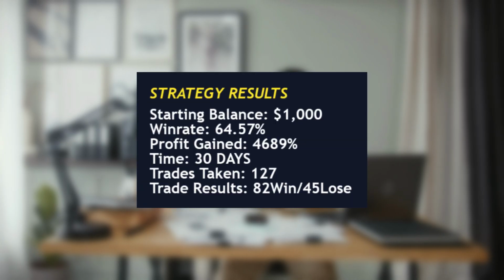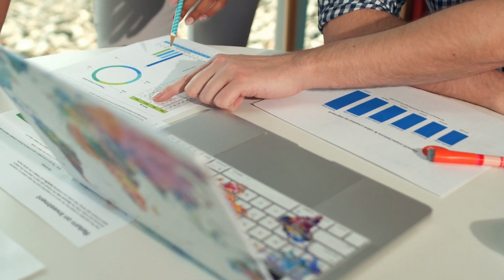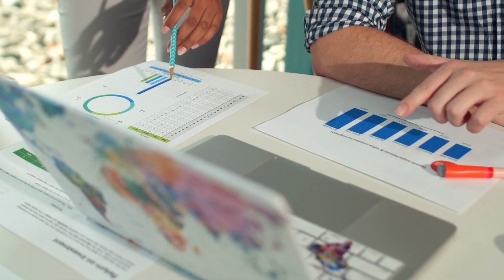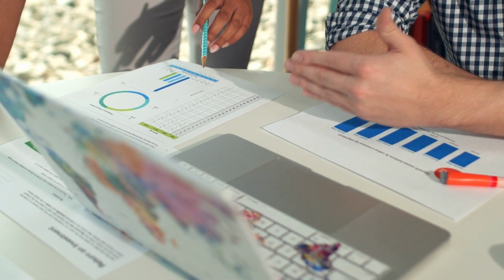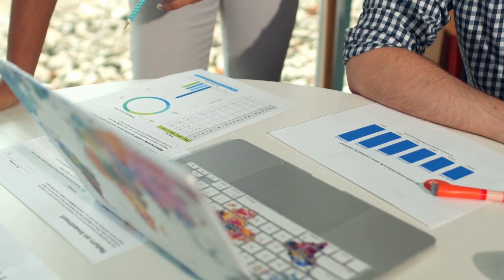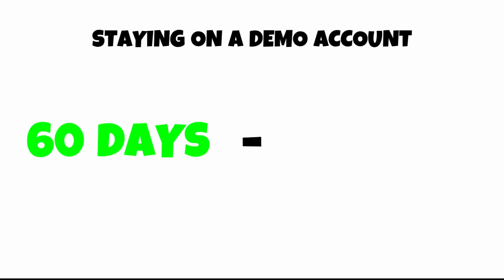Now look at these results, netting us a massive 4,689% on the account. And in 30 days, we took 127 trades with 82 wins and only 45 losses. Now, it's always important to remember that live trading always gives much harder results because many other factors come into play. And if you aren't yet profitable, it can be hard to manage your psychology. If that's something you struggle with, then I recommend staying on a demo account and focusing on consistently trading every single day for up to 60 to 90 days.